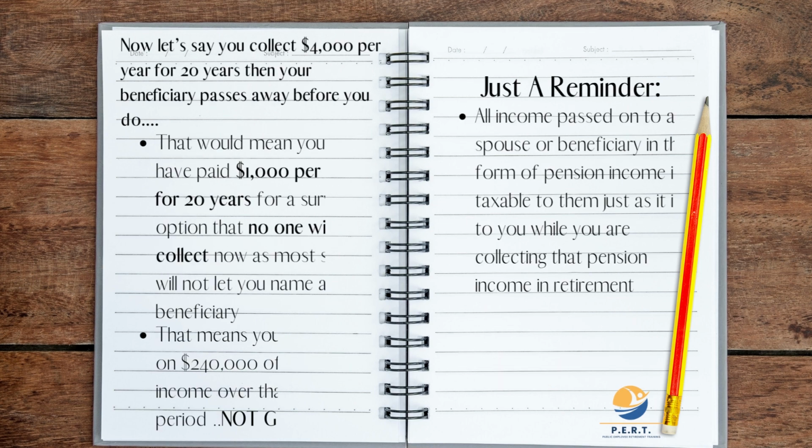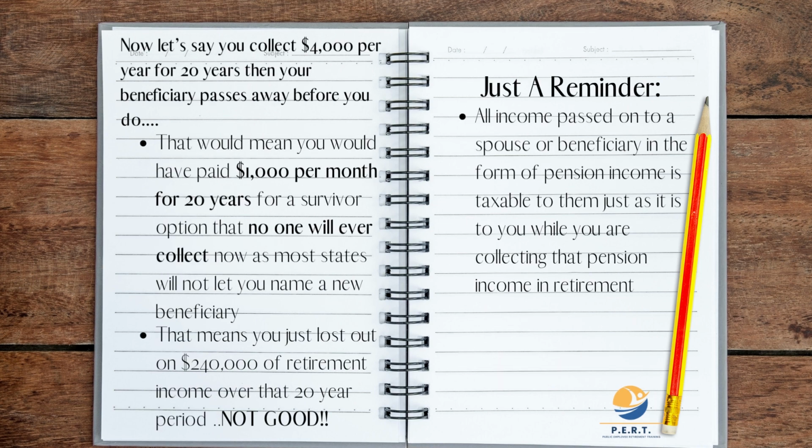Now, let's say you collect $4,000 per month for 20 years, then your beneficiary passes away before you do.